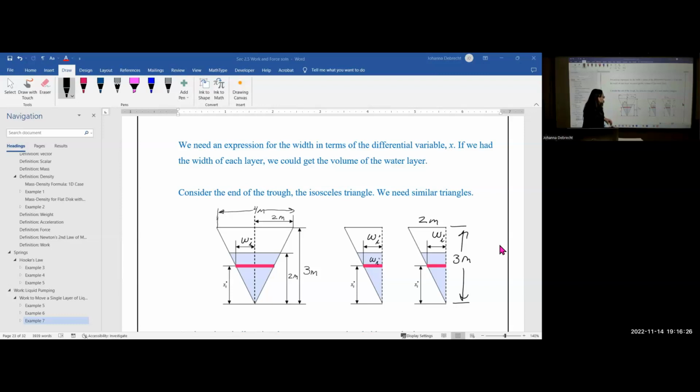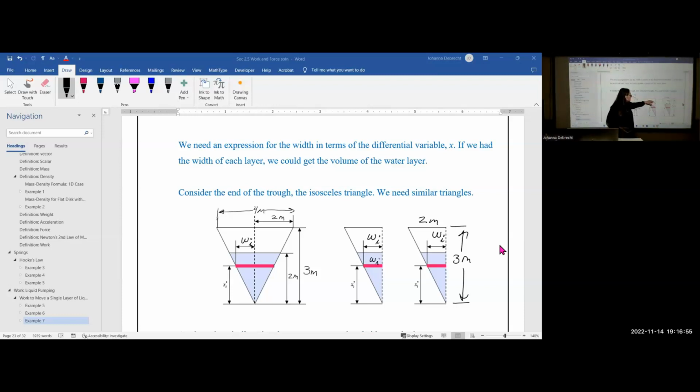And notice that this width here, part of this width, which I call W sub I, is not actually the width of the water layer. 2 W sub I would be the width of the water layer. W sub I is half the width of the water layer. But I want W sub I because I want to cut this and create a right triangle. And in the right triangle, then I can create similar triangles. I could do it with the isosceles as well.